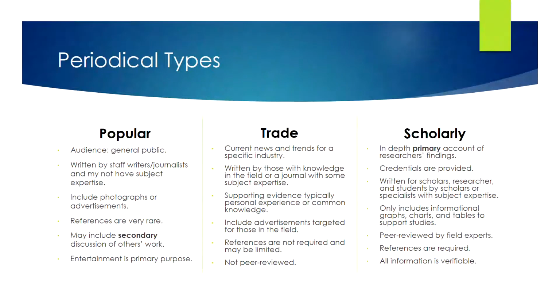And then finally, we have scholarly journals. Those are what you're probably most familiar with. They're the type of sources that you're using for your papers and your scholarly work as a student. They are in-depth primary accounts. And the reason why I have primary bolded there, as opposed to secondary in popular, is that a scholarly source is going to include information from authors who are actually doing the research themselves. It's not a commentary on someone else's research, it's the actual research.